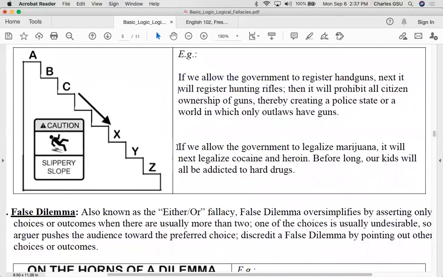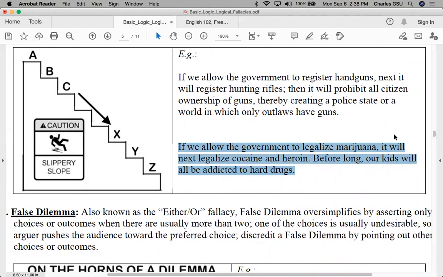So another argument you may have heard, a similar kind of argument, is this. It's called the gateway drug argument. If we allow, so that's the condition starting with A, if we allow the government to legalize marijuana, it will, not it may or could, it will next legalize cocaine and heroin. Before long, our kids will be addicted to hard drugs.